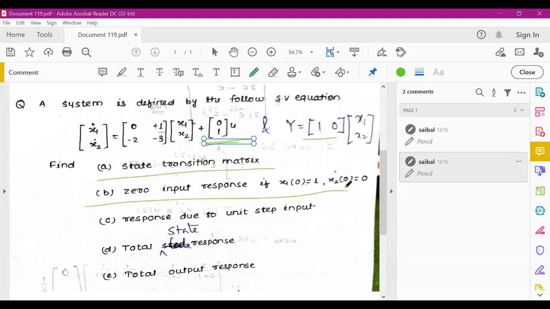Find the zero input response if x1 0 equal to 1 and x2 0 equal to 0. Response due to unit step input, unit step response, total state response, and total output response. Now here we'll verify whether we evaluate the state transition matrix correctly or not.